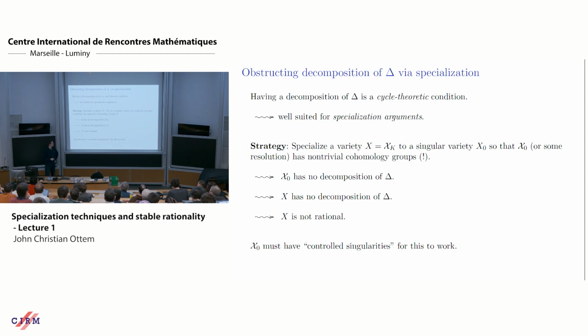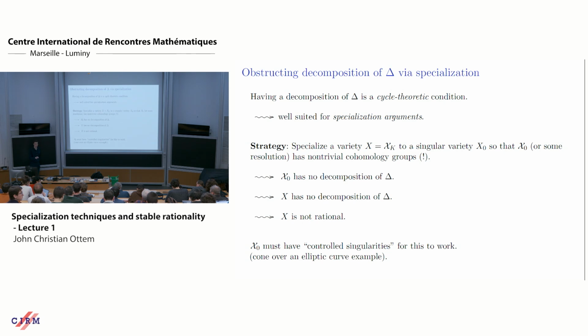And I think this is the takeaway from this lecture today. So this could even work for a hypersurface. You can degenerate a hypersurface to something singular, and then try to obstruct the decomposition of the diagonal, provided that this X0 has this property. Oh, and also one has to be careful.